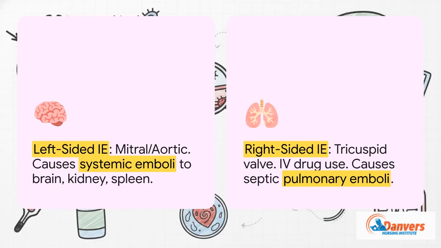We also have to track the trajectory of those emboli based on which side of the heart is infected. If the vegetation is on the left side, on the mitral or aortic valves, those fragments act like systemic shrapnel. They shoot out to the brain, the kidneys, the spleen. But if it's on the right side, typically the tricuspid valve, which is the number one spot for patients with a history of IV drug use, those fragments travel straight to the lungs, showering them with septic pulmonary emboli.